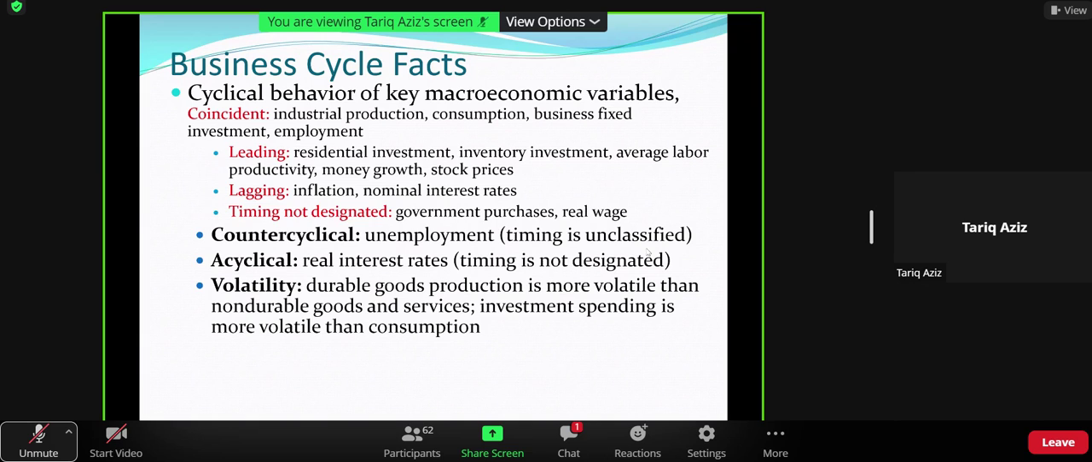Cyclical behavior of key macroeconomic variables. Coincident ke example hai ye. Coincident means all happening at the same time. So industrial production, consumption, business fixed investment, employment.